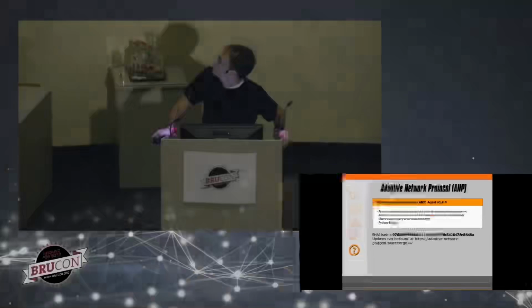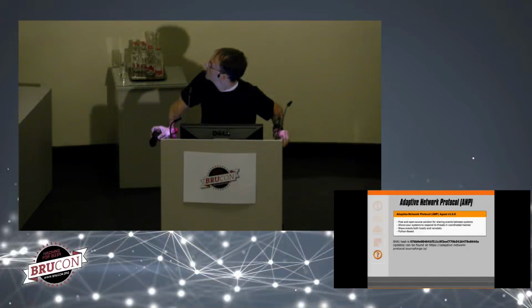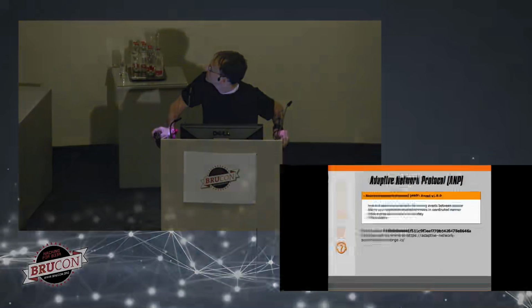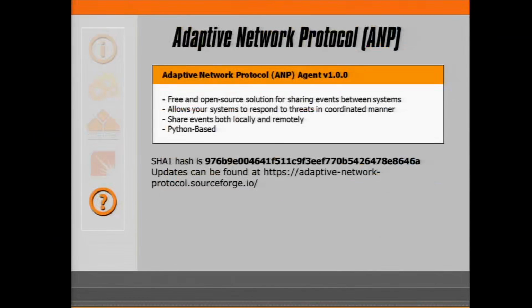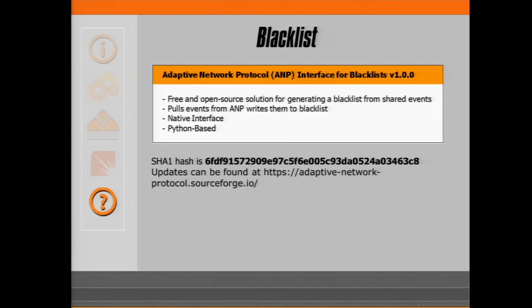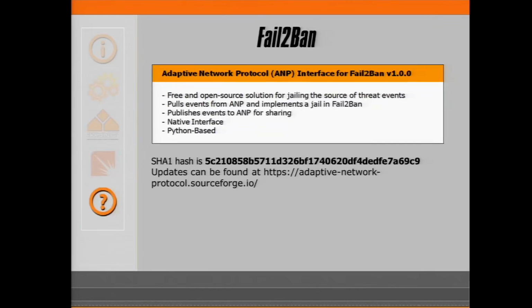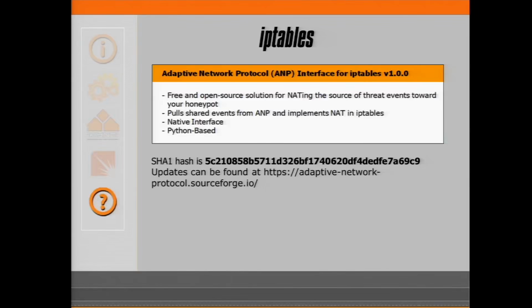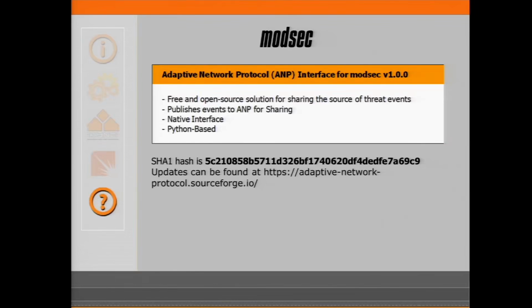Okay. So where to get AMP? I'm sorry, but it is at SourceForge. I know that it's quite common now for everything to be at GitHub. And I think with more contributors, we would move it to GitHub. But there it is right now, the AMP agent with the SHA-1 hash, should be updated to 256, of course. The interface for blacklists, interface for Fail2ban, iptables, interface, ModSec interface, everything's up there.